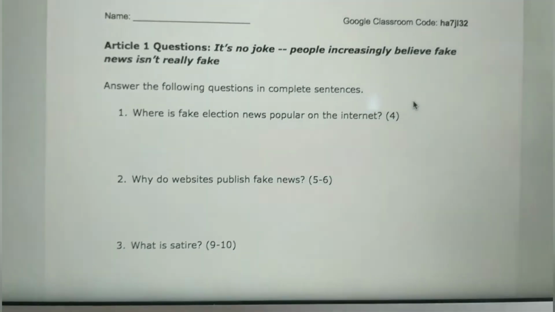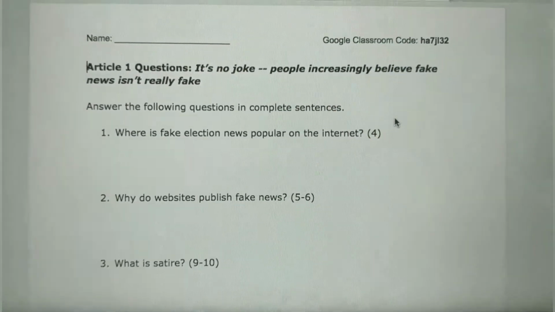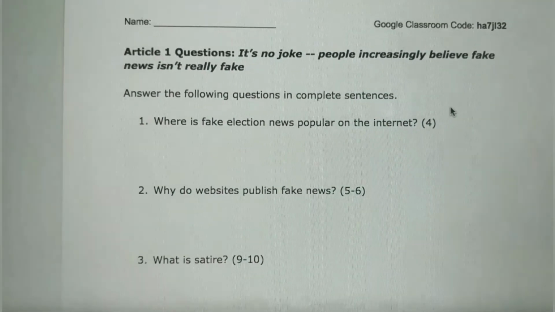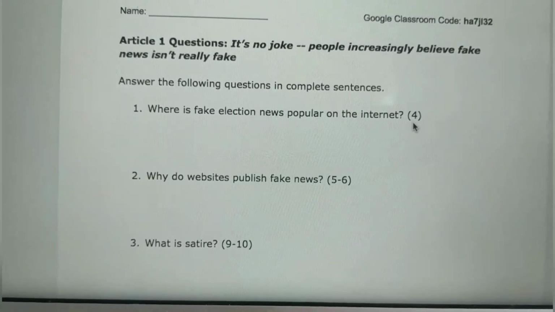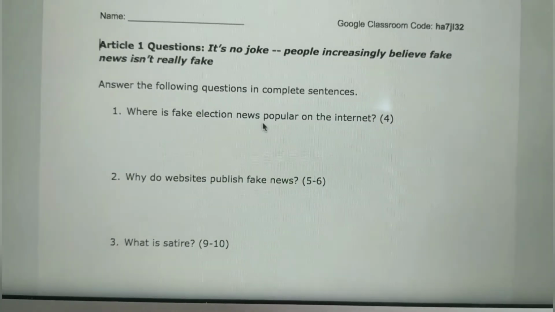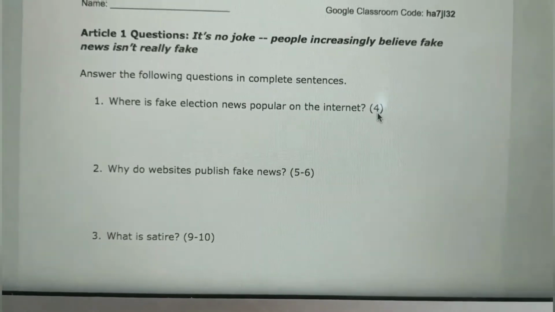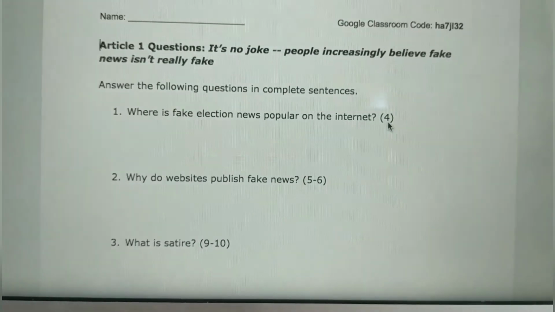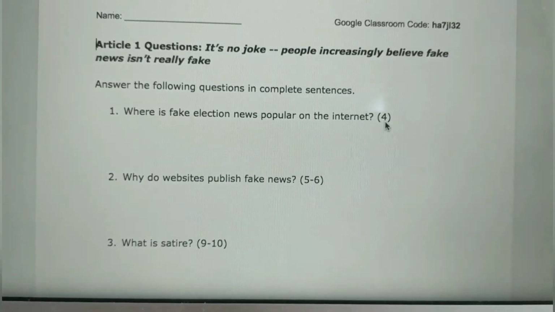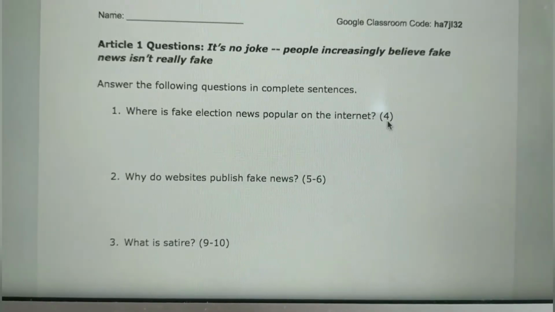And one other thing I wanted to tell you guys about the way that this packet is set up is that you will see that after every question there's a number. So for example, question number 1 says, where is fake election news popular on the internet? And then you see the number 4. That 4 represents the paragraph number. So that means that if I want to answer this question, I'm going to look in paragraph number 4.